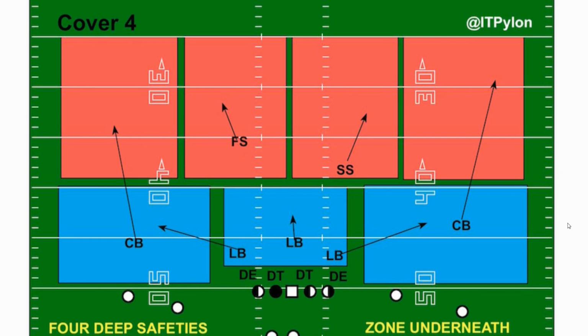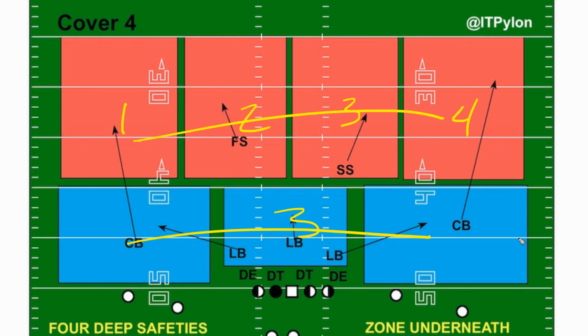The next one and the last one we're going to talk about is cover 4. So again, with these zone coverages, all they talk about is how many people are deep. 4 guys deep, usually the 2 safeties and the 2 corners dividing up the back end in quarters coverage. So let's see it with the diagram. Again, we see the easy 4 quarters coverage on the back end. 1, 2, 3, 4. Really simple. Now there's 4 guys deep and only 3 underneath. So again, just what you think.